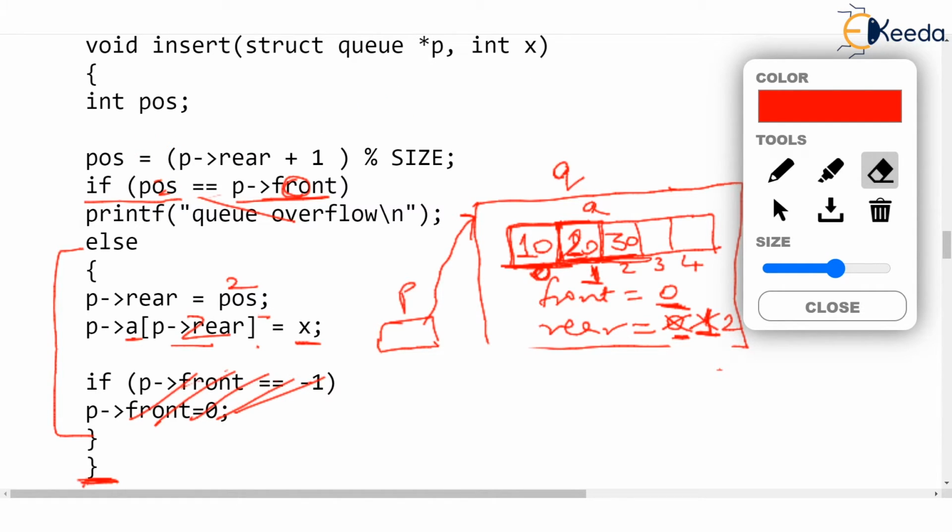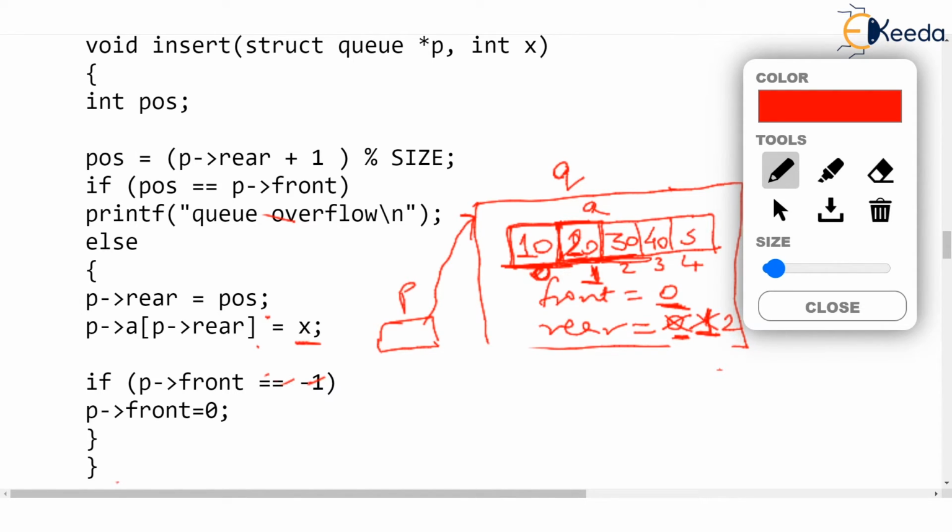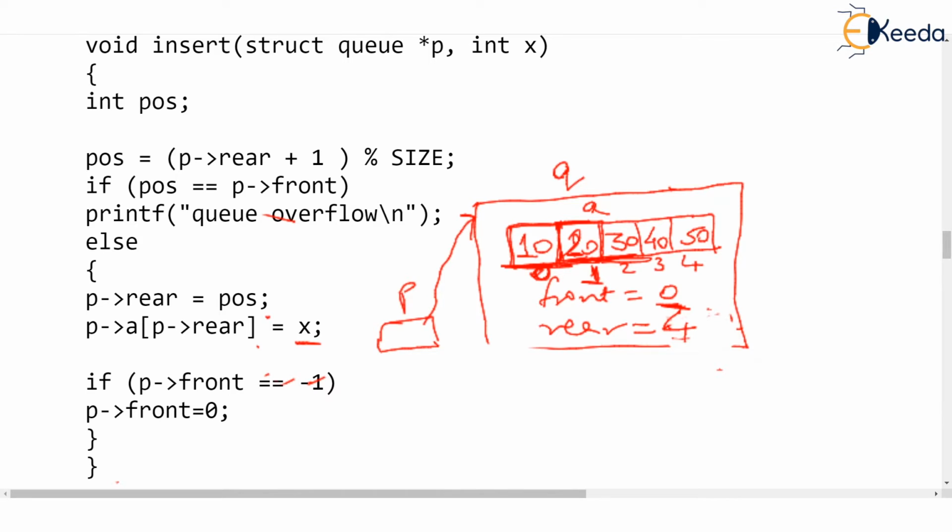Okay, now I am not executing this insert line by line for the next two elements. Just imagine you have inserted 40. So 40 will obviously go at third place, 50 will go at fourth place, and by that time, rear is going to be 4. Agreed? Rear is going to be 4. Now queue is full. There is absolutely no place in this queue.